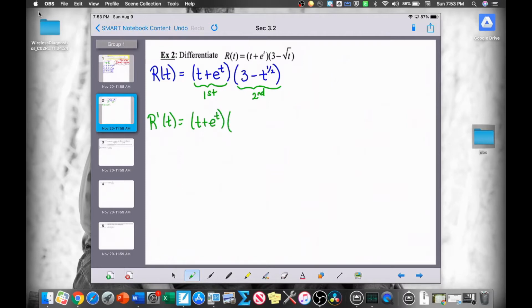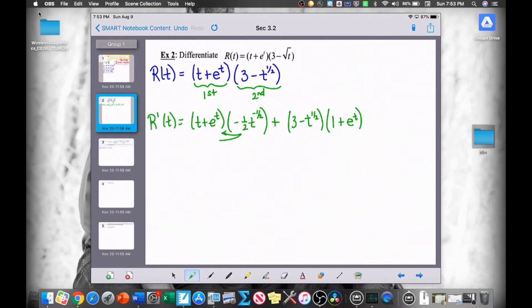Derivative of 3 is 0. The derivative of negative t to the 1/2 is negative 1/2 t to the negative 1/2. So there's first d second, plus second, 3 minus t to the 1/2, d first. Derivative of t is 1, plus derivative of e to the t is e to the t. All right, and now I can do some simplifying, and I probably should.